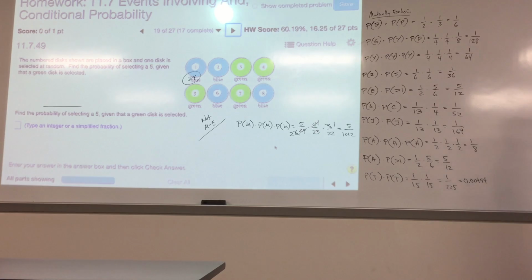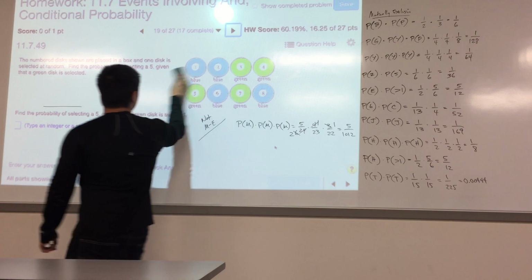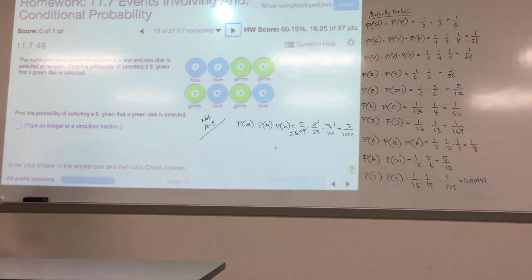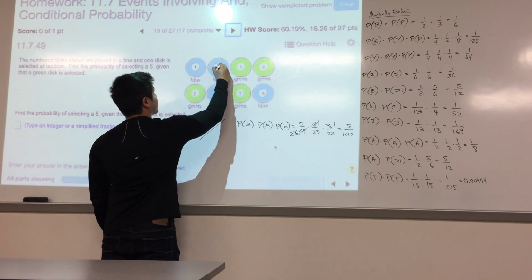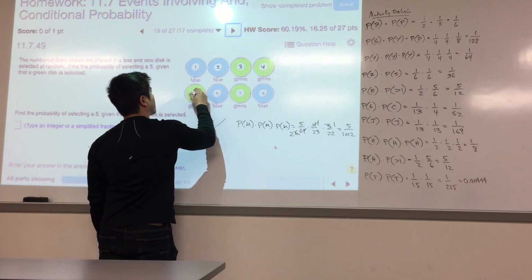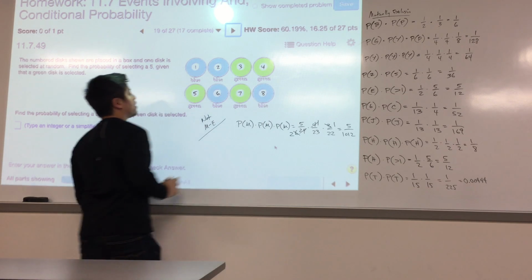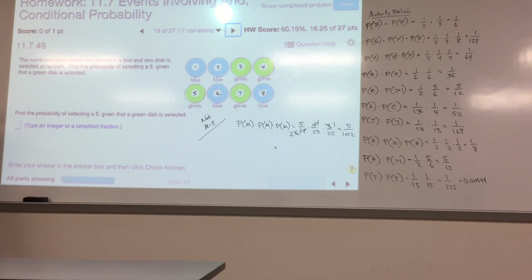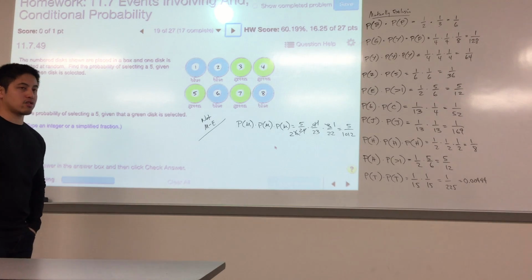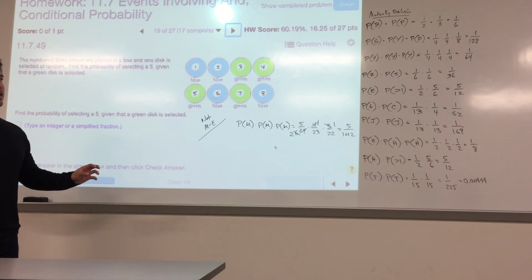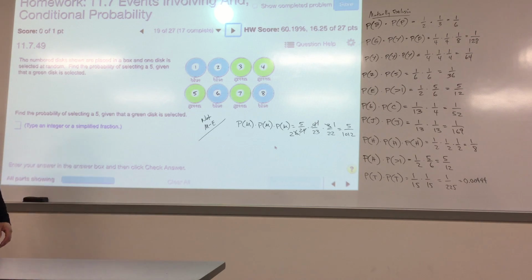All right. Let's take a look at this next problem. Nothing crazy. Same stuff. If you can't see it, there are numbers on each of these, and colors, obviously. So it says the number discs shown are placed in a box, and one disc is selected at random. Find the probability of selecting a 5 given that a green disc is selected. This is actually super, super easy. It actually is easier than what we've been doing.